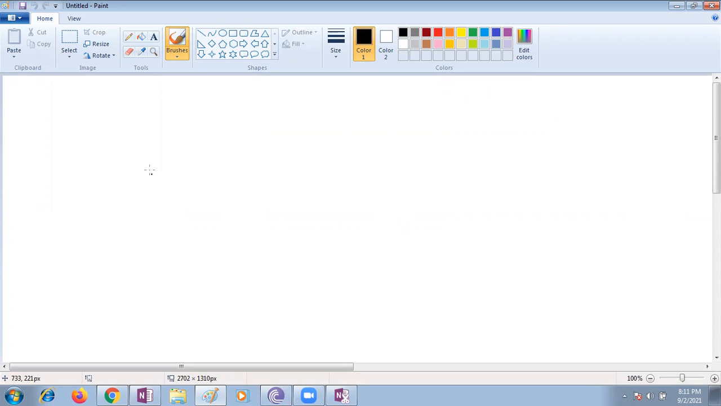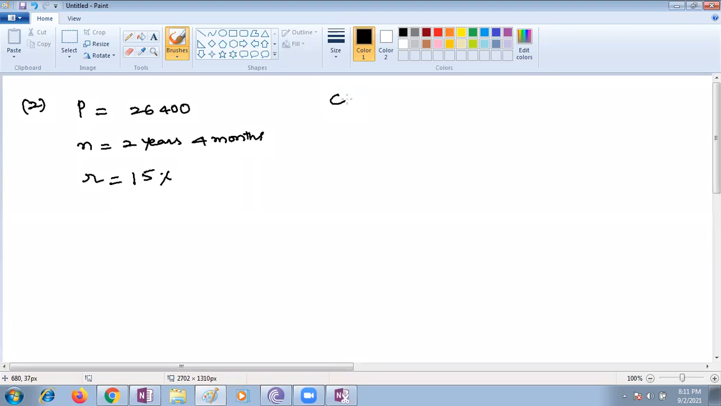Kamala borrowed. What is the principal amount? Principal amount is 26,400. N is given as 2 years, compounded yearly, and 15% per annum. Rate of interest is 15% per annum. What is the keyword? Compounded yearly. Very good. Yearly means annually.